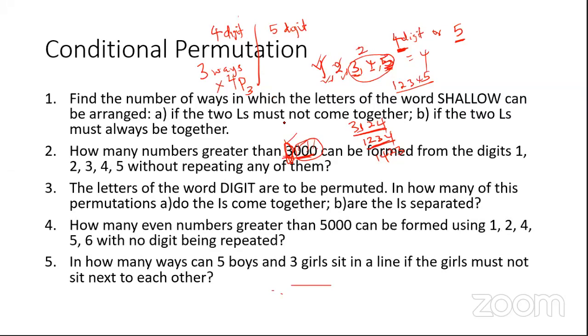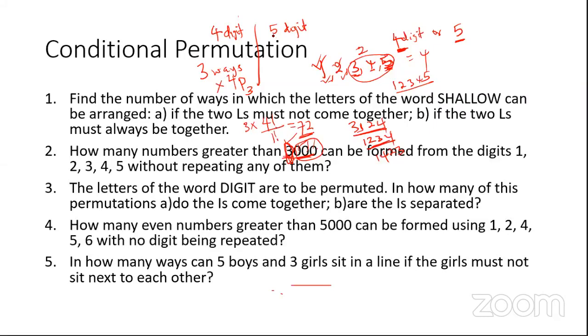I hope you get that. So it will be 3 ways multiplied by 4 permutation 3. 4 permutation 3 is 4 factorial over 4 minus 3, that's 1 factorial. 4 factorial is 24. 24 times 3 is 72. So for a 4-digit number, I can have 72 ways.